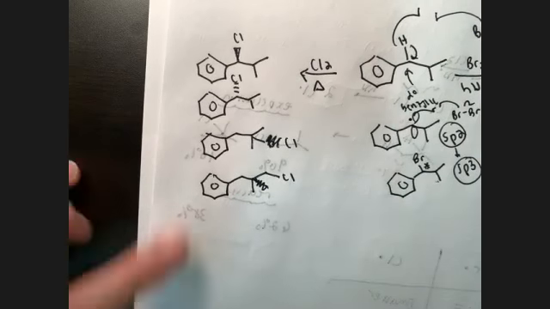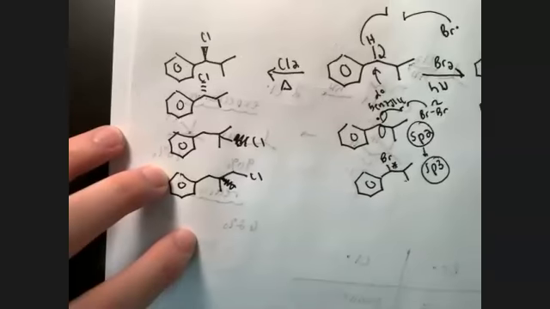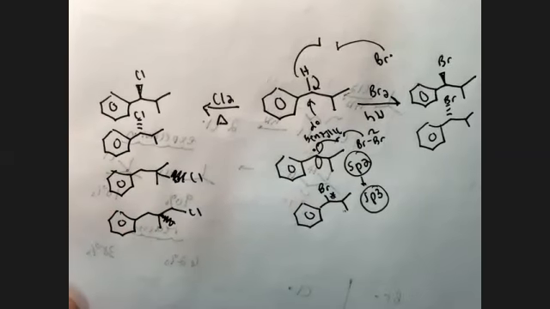We're not actually going to remove the protons from the benzene ring. They're pretty strongly bound, so don't touch the benzene. Remember, never touch the benzene. So that's the difference between free radical bromination and free radical chlorination.